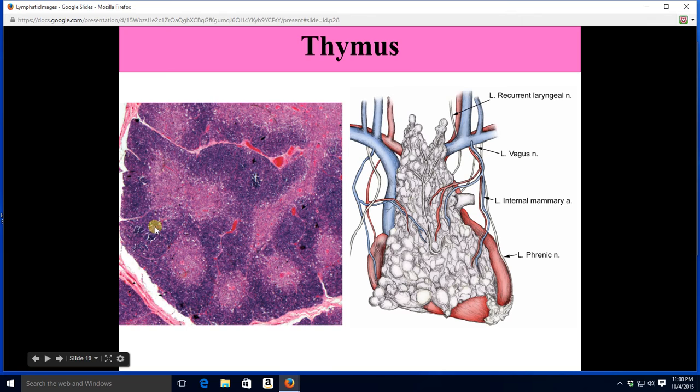Look how purple it is. Why purple? Because this is a place where lymphocytes are going to mature. In particular, T lymphocytes. You ever wonder why T lymphocytes were called T lymphocytes? The T stands for thymus. Okay.